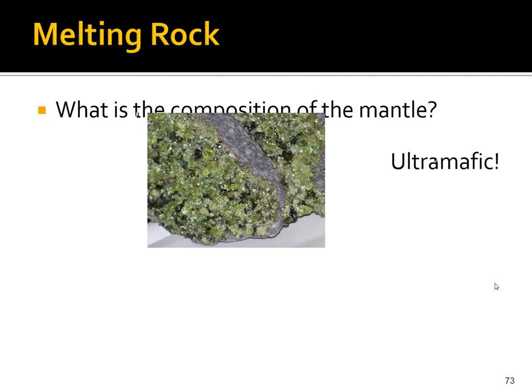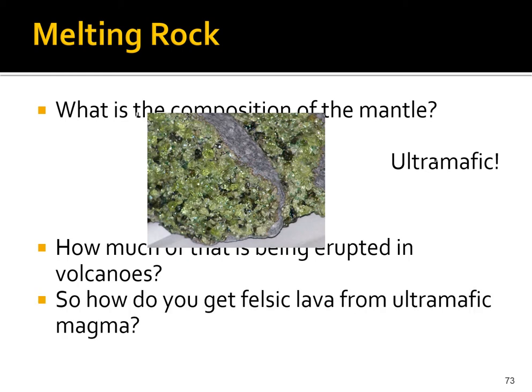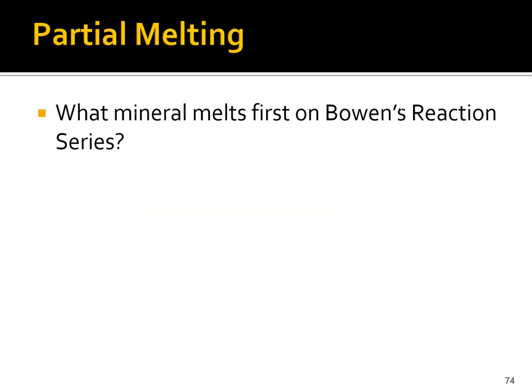It has an ultramafic composition. But how much ultramafic rock is actually being erupted in volcanoes? Absolutely none. So what does that mean in this case? How do you get a felsic lava if you're melting ultramafic rocks? All right, there's a few ways to do this. We talked a little bit about this in one of the classes.